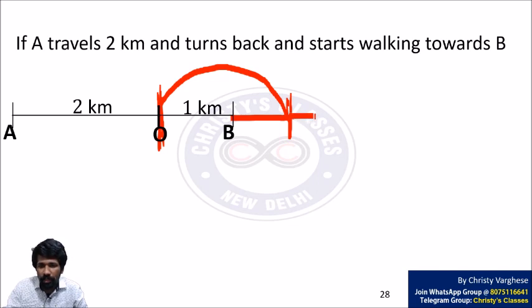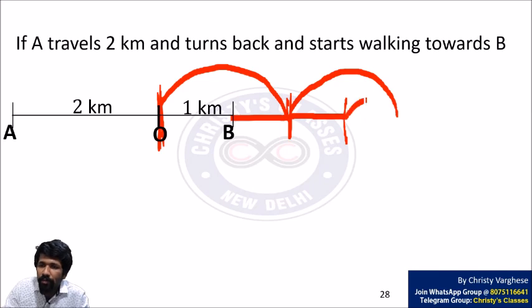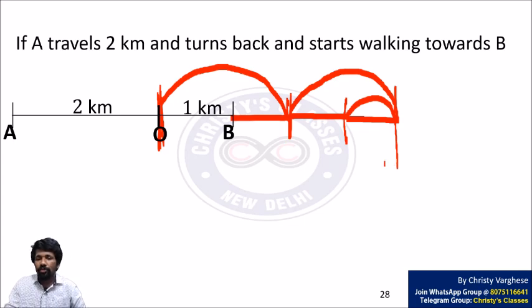But unfortunately, B travels 1 more kilometer ahead. So still A could not reach the position of B. So definitely A will try 1 more hour. Next hour, what will happen? A will travel 2 kilometers. B will also travel 1 kilometer, and that is exactly where A and B should reach.